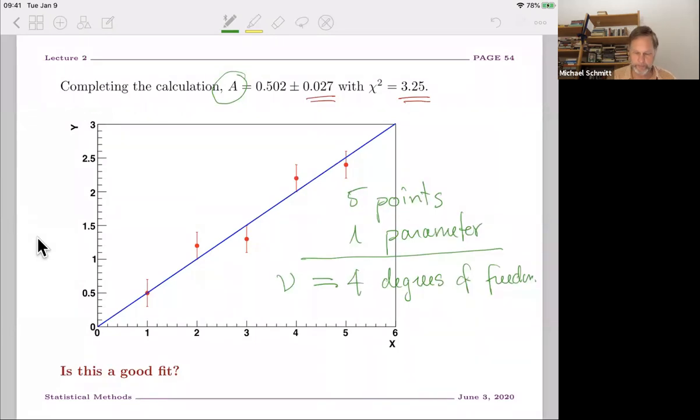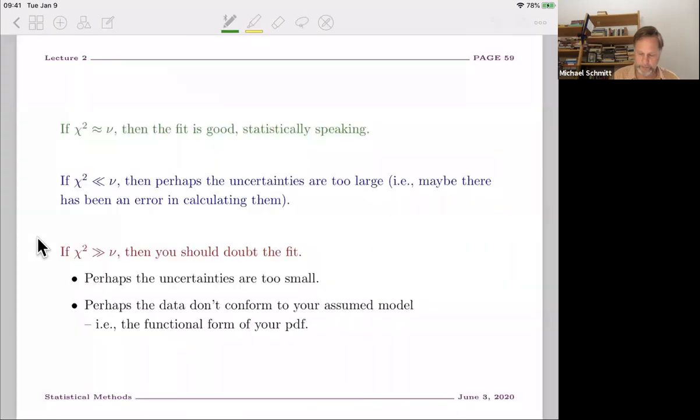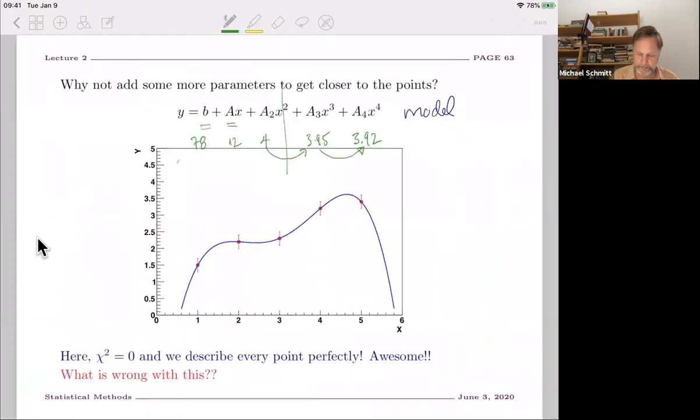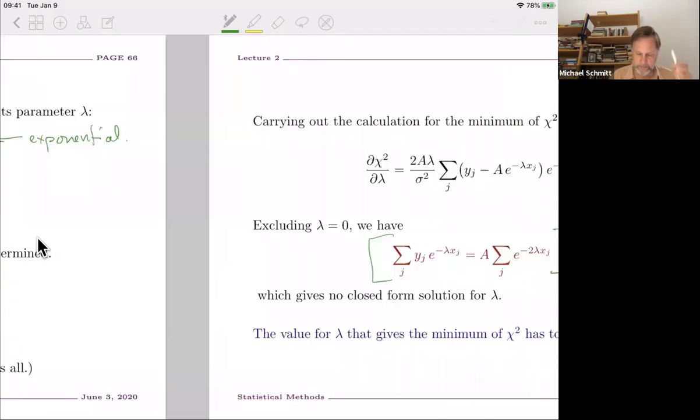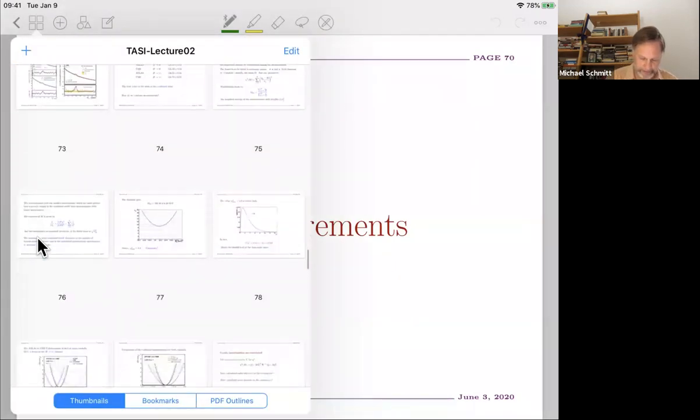Okay. All right, so where are we now? We are done with this. And combining measurements.